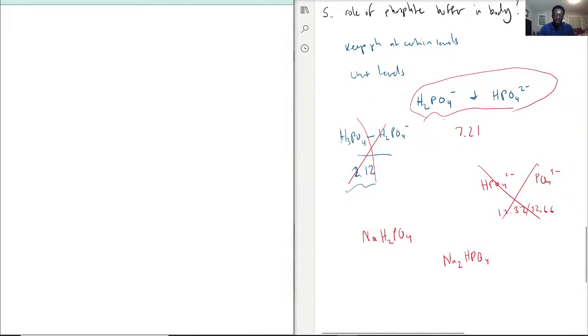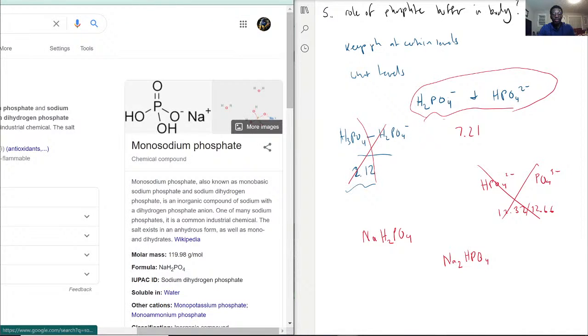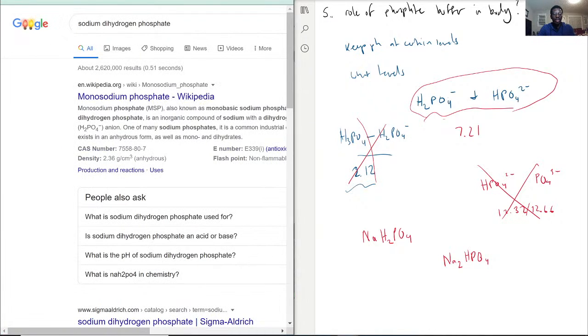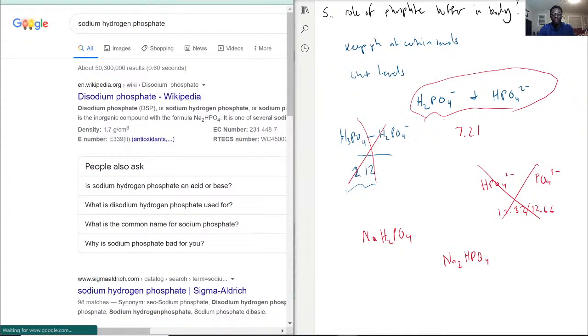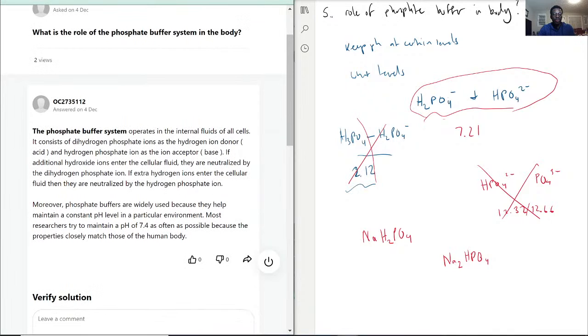Let me just check. Sodium dihydrogen phosphate, yep, and monosodium phosphate. I don't like that name, but yes, it's still there. NaH2PO4 and sodium hydrogen phosphate, disodium phosphate. Still don't like that name, but yes, Na2HPO4. Perfect. So, with that being said, dihydrogen phosphate ions, awesome, and hydrogen phosphate ion as an ion acceptor. So we have our conjugate acid and conjugate base correctly identified to get that pH of around 7.21.